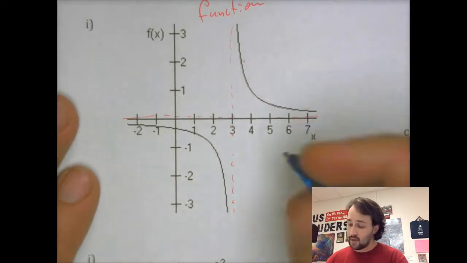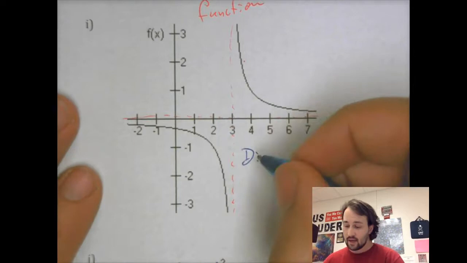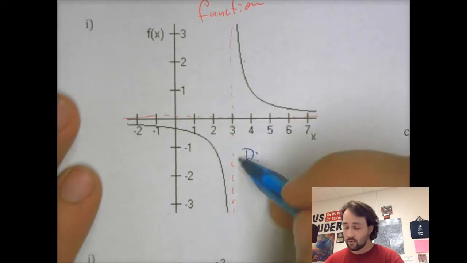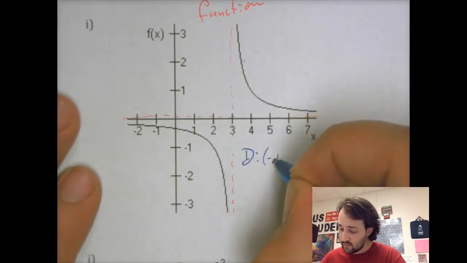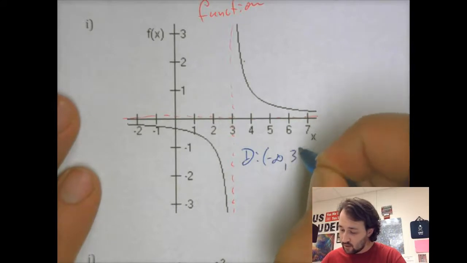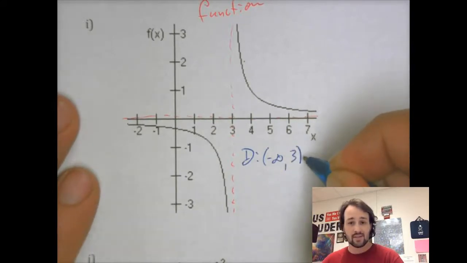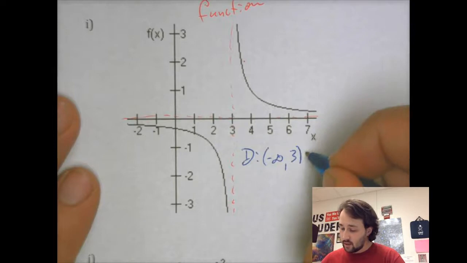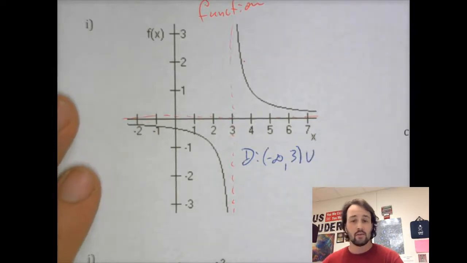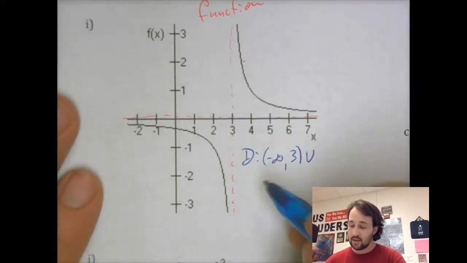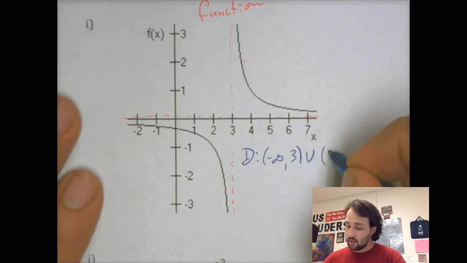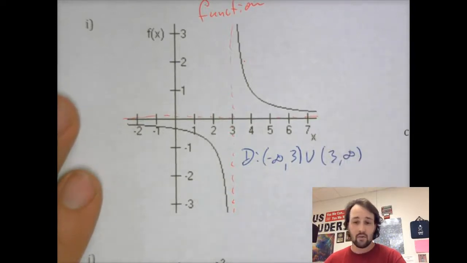So now for the domain, I have everything except for 3. The way I write this is negative infinity to 3, and I'm going to put a bracket because 3 is not included, and then I'm going to draw this little u. This little u just means or. So my domain is either in this part, or it goes from 3 to infinity. All of those x values are a part of my domain.